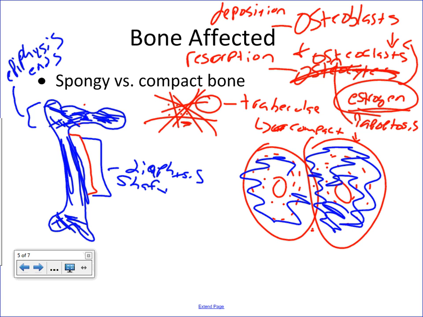But then when a woman goes through menopause and her estrogen levels plummet, they don't go down to nothing.